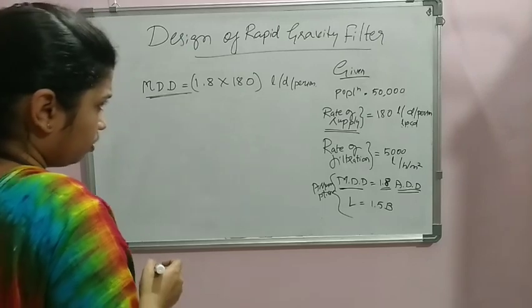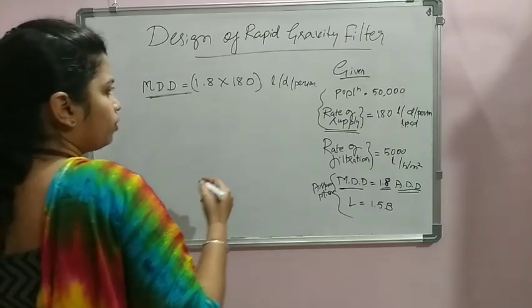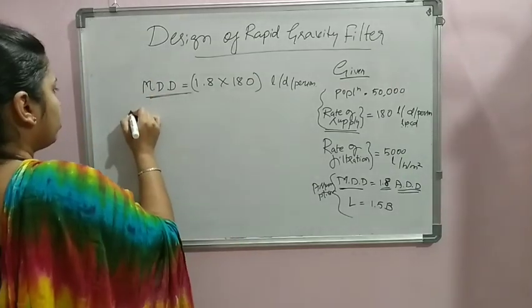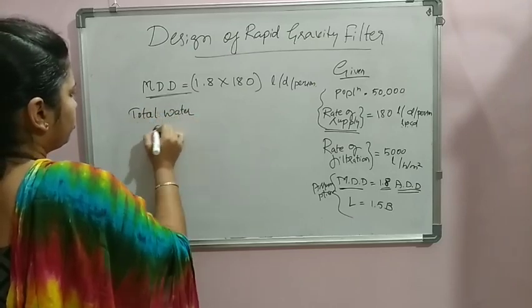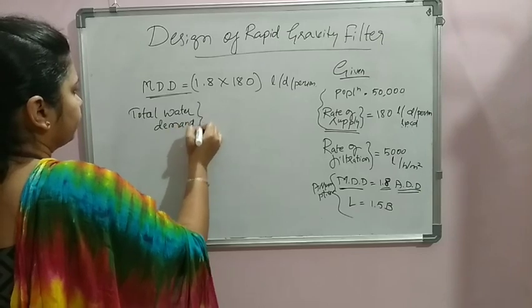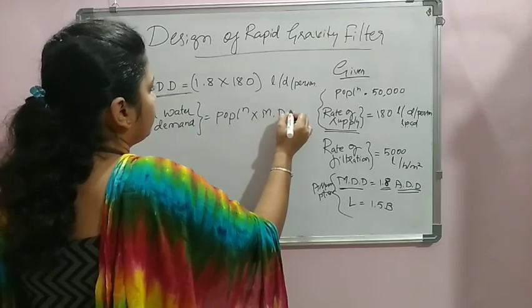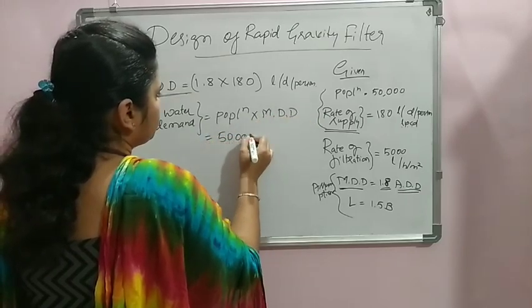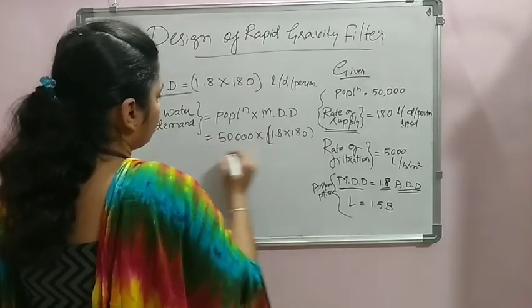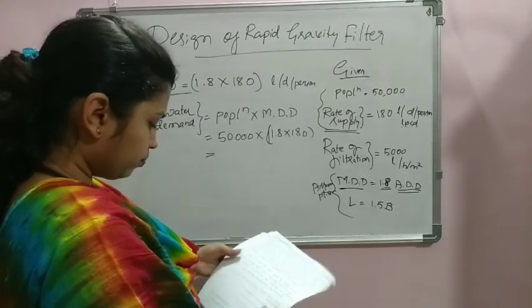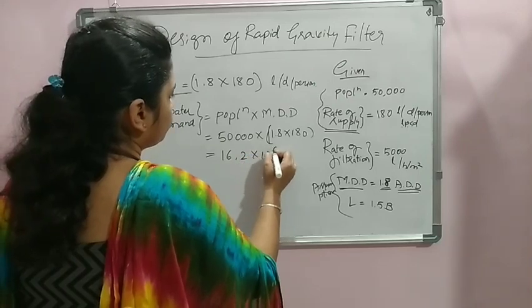So now, if population and rate of supply are available, we can calculate the water requirement, total water demand, which is equal to population into maximum daily demand. So population is 50,000 into 1.8 into 180. So the answer is supposed to be 16.2 into 10 raised to 6.